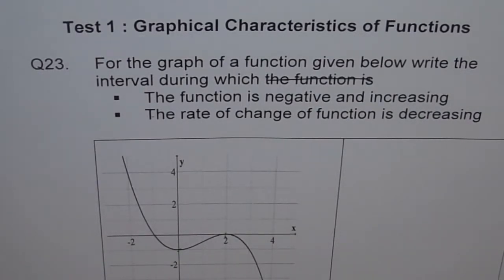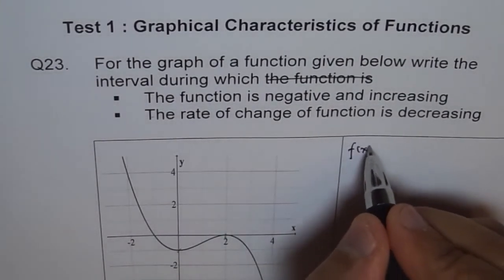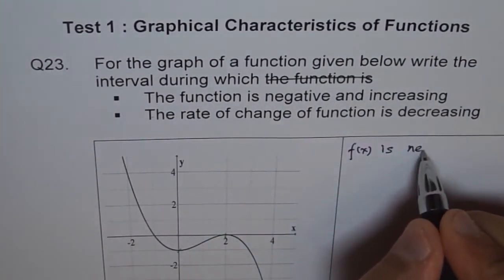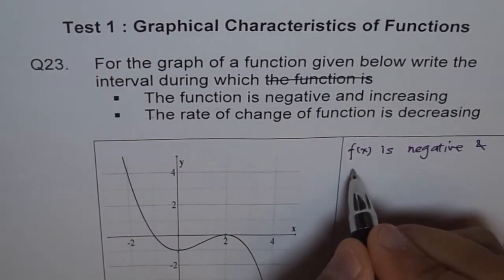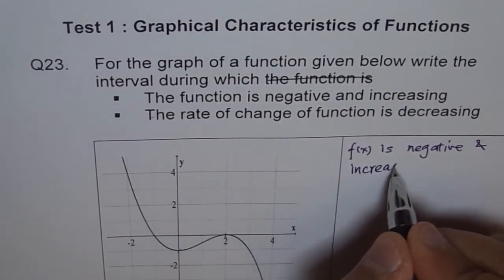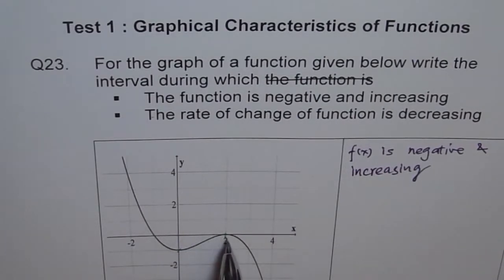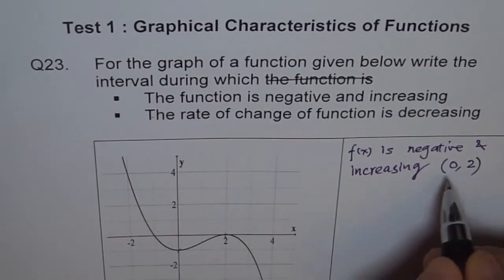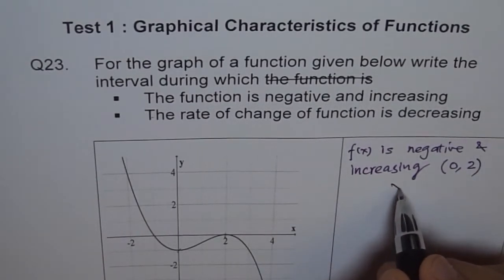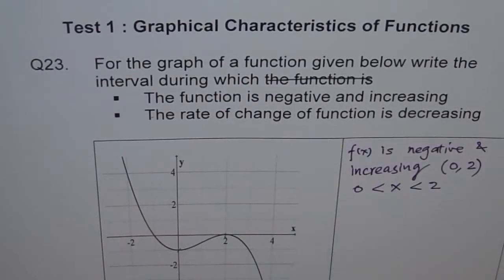So the answer for the first part is, negative and increasing, right? So function f of x is negative and increasing, right? So what is the interval? So the interval is from 0 to 2, correct? So we can write the interval like this, 0 to 2. Is that okay? Or you could also write the interval as x is greater than 0 and x is less than 2. So that is the answer for the first part.